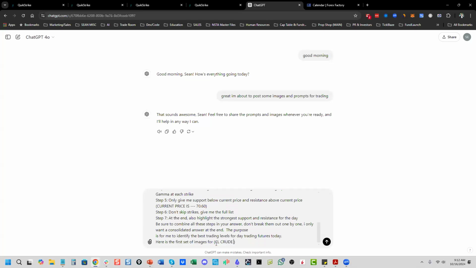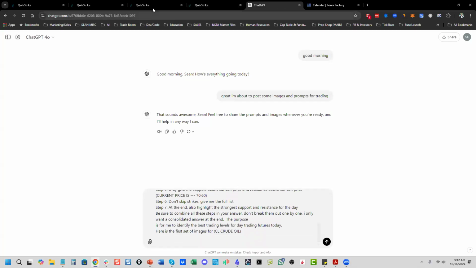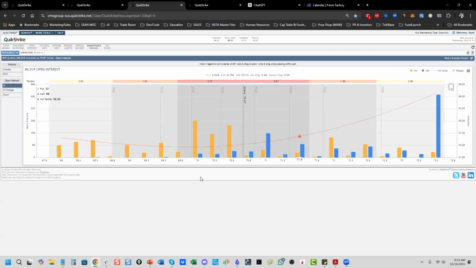CL crude oil. I just like to put the current price and then crude oil. Always hit shift, enter, enter. And what I like to do is take a screenshot of this. So you're going to need a snippet tool for this. I'm just going to take a screenshot.